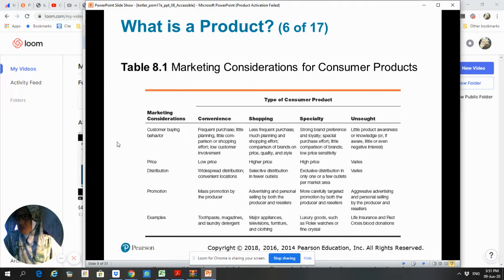Convenience means mudah. We also call it a routine product, since we don't have to think a lot in order to buy it. I want to buy sugar. Do you need to think a week before, prior to your buying decision? No. Your mom just asks you to buy sugar. Sugar dah habis, already finished in our house. Then go to any retail shop and buy any sugar.